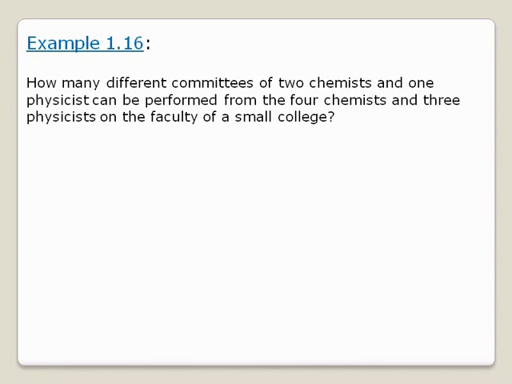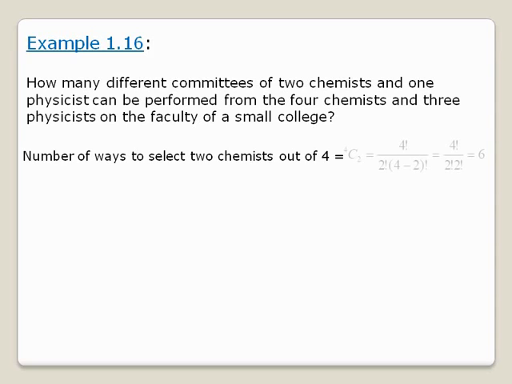Here's another example. How many different committees of 2 chemists and 1 physicist can be formed from the 4 chemists and 3 physicists on the faculty of a small college? Now there are 2 different groups. Let's consider the chemists first. The number of ways to select 2 chemists out of 4 will be 4 choose 2. The answer will be 4 factorial divided by 2 factorial times 2 factorial, where the answer is 6.